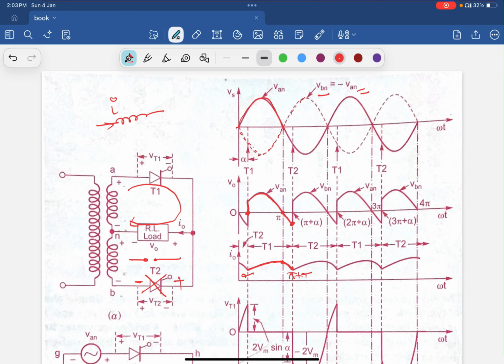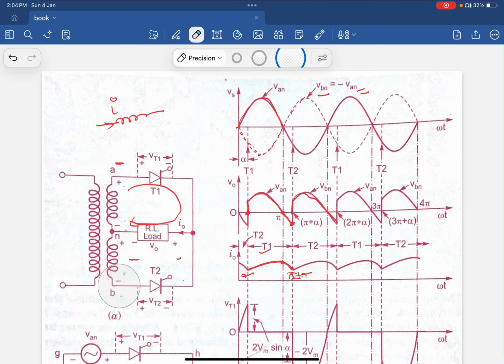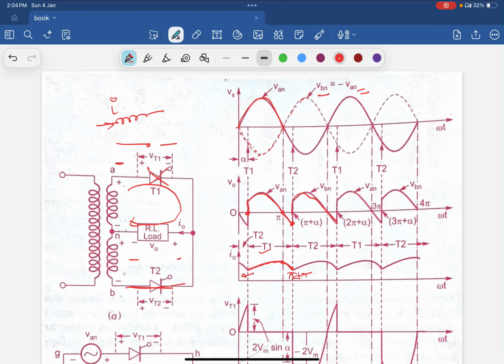The same we can also see in VBN, that is, the thyristor starts conducting, it does not stop at the instant pi, it stops at 2 pi plus alpha. The same repeats with the load current. T1 conducts in the positive half cycle. When A is positive, then T1 conducts. When the supply changes, B gets positive and A gets negative. So thyristor T2 starts conducting, and the other thyristor gets off, it acts like an open circuit.